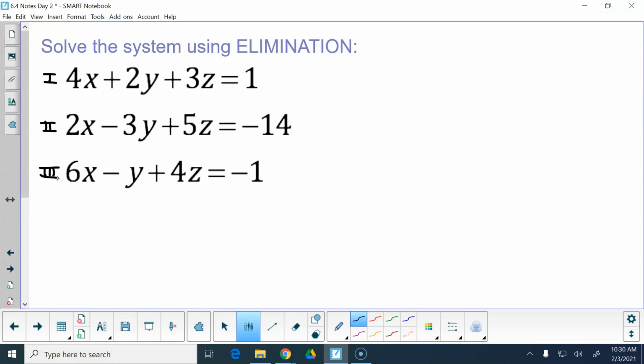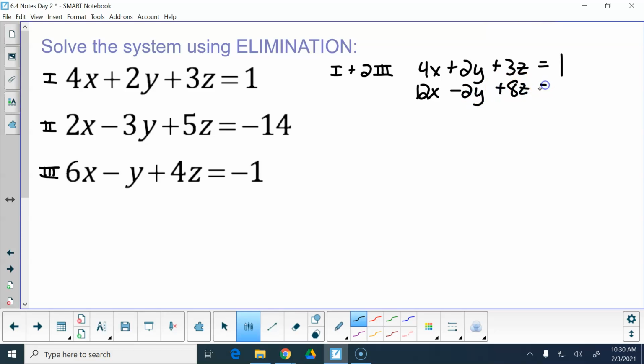So I would probably go with my first equation plus twice my third equation. So that would be 4x plus 2y plus 3z equals 1. And what did I say? Twice that one. So 12x minus 2y plus 8z equals negative 2.